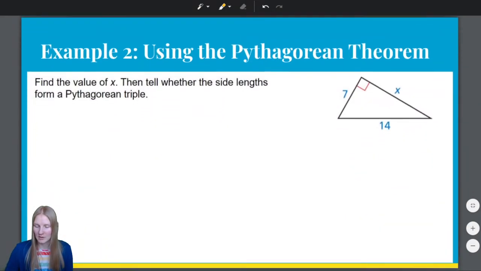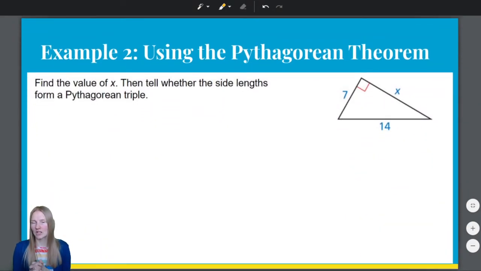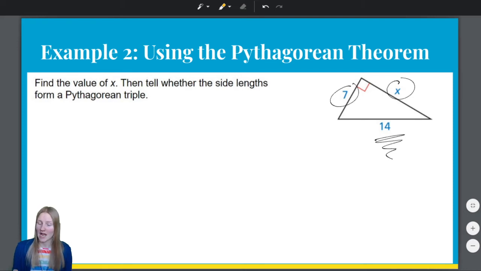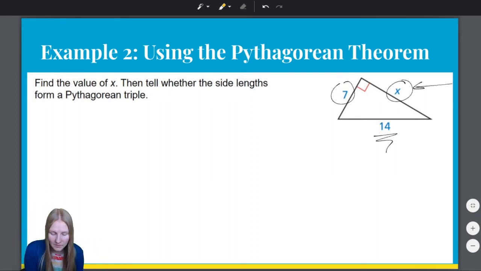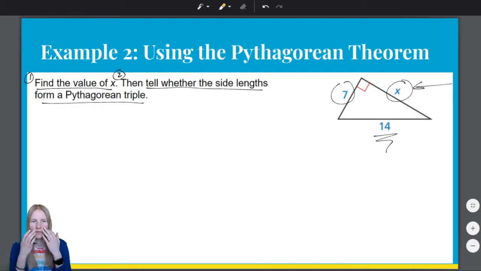Let's move on to another example. In the last problem, I told you what the legs were, and you had to find the hypotenuse. In this example, we know what the hypotenuse is, but one of the legs is x. One of the legs is missing. I don't know what it is. So, again, two parts to this problem. First, find the value of x. Second, tell whether the side lengths form a Pythagorean triple.